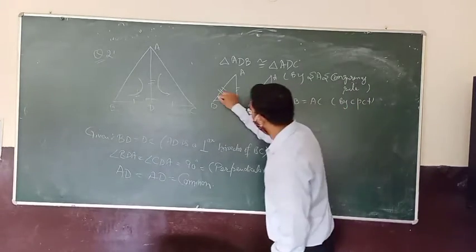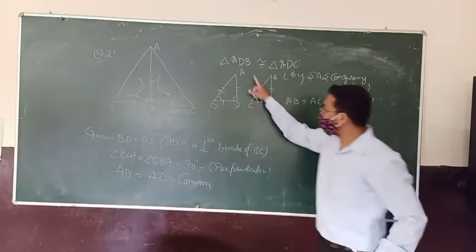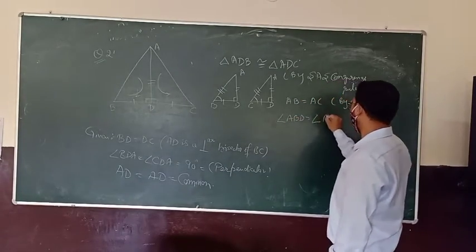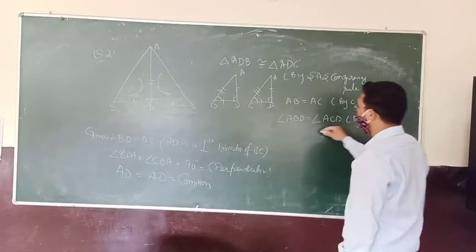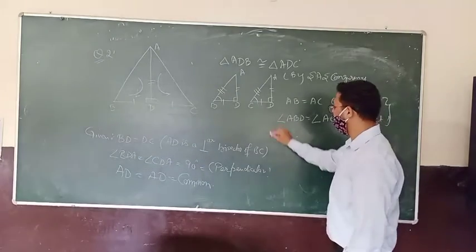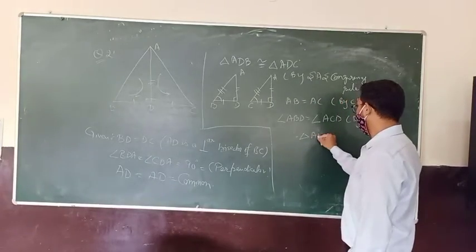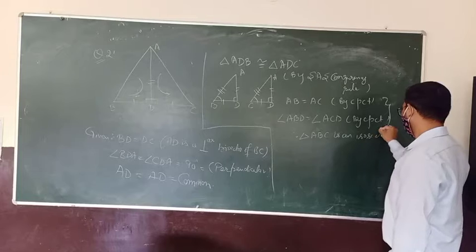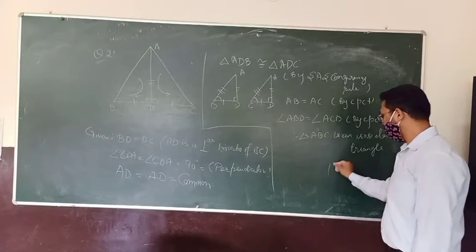Similarly, you can say that these two angles are also equal by CPCT. So you can say angle ABD is equal to angle ACD by CPCT. Now considering these two conditions, you can say, therefore, triangle ABC is an isosceles triangle. Any doubt? No, sir. Hence proved.